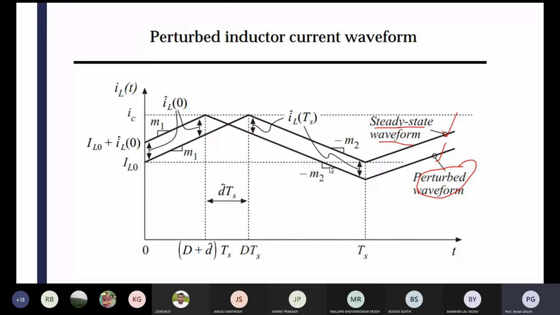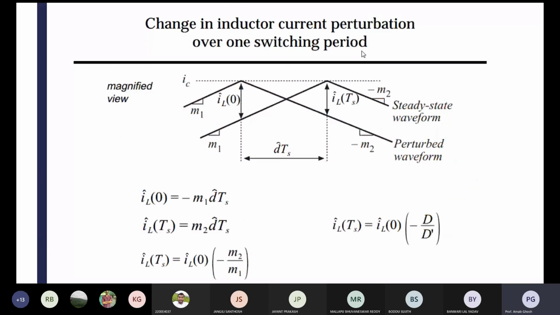So the inductor current waveforms are there: the change in inductor current due to the perturbation over one switching period. How much variation is there? Variation means deviation. Initially it was DTs. Now, due to perturbation, it is shifted from the steady-state point to here.